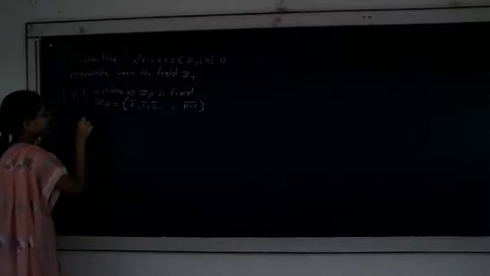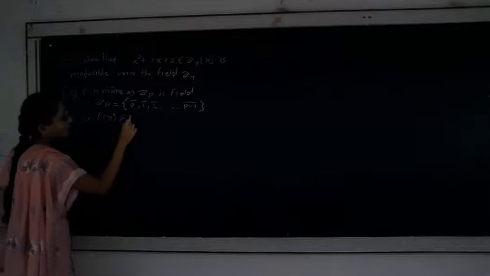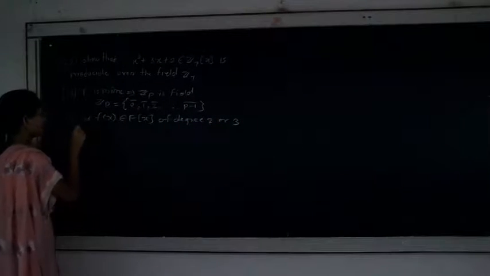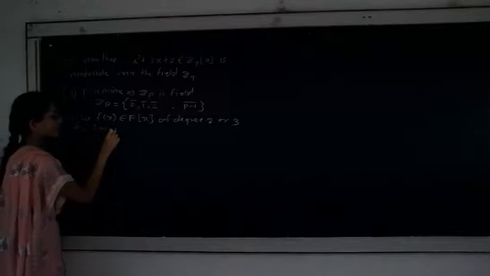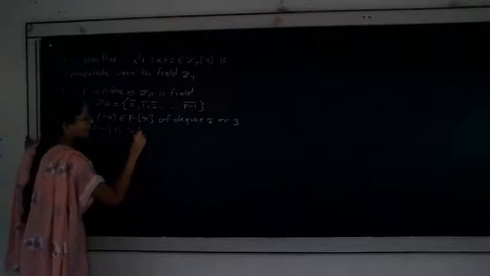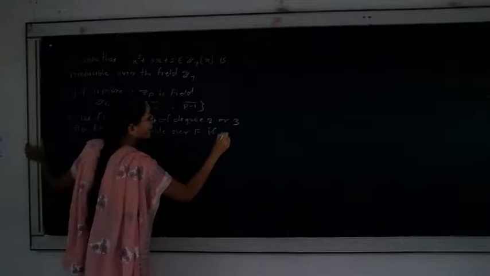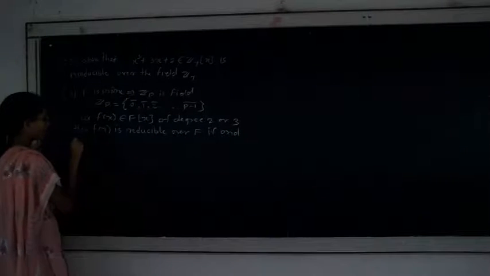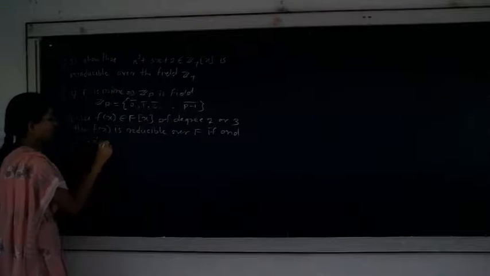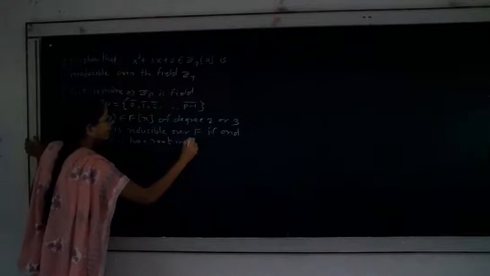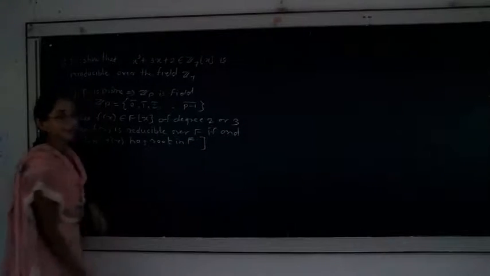And the second result is: let f(x) be a polynomial over the field F of degree 2 or 3. Then f(x) is reducible over F if and only if f(x) has a root in F. These are the two results.